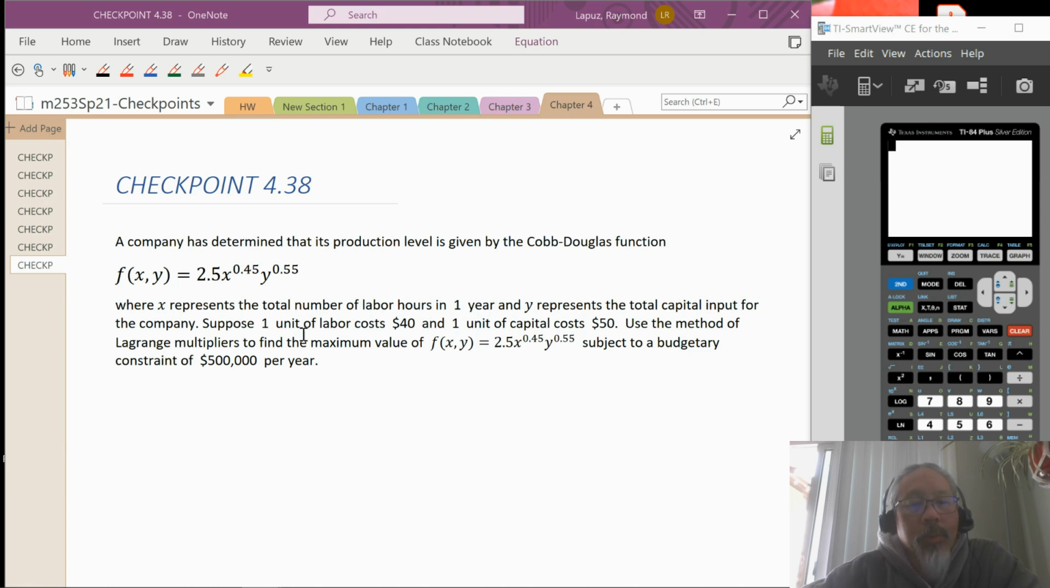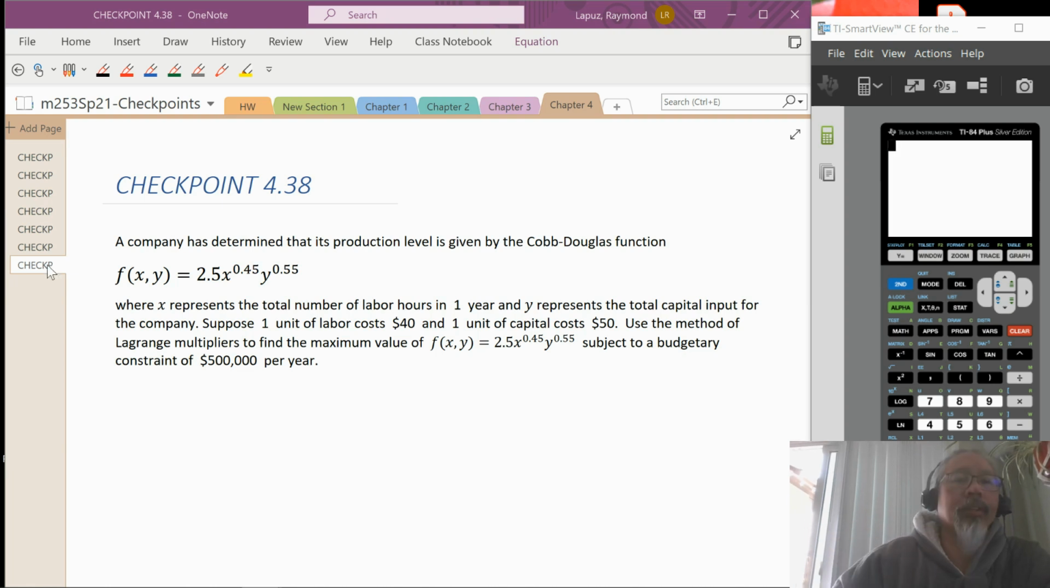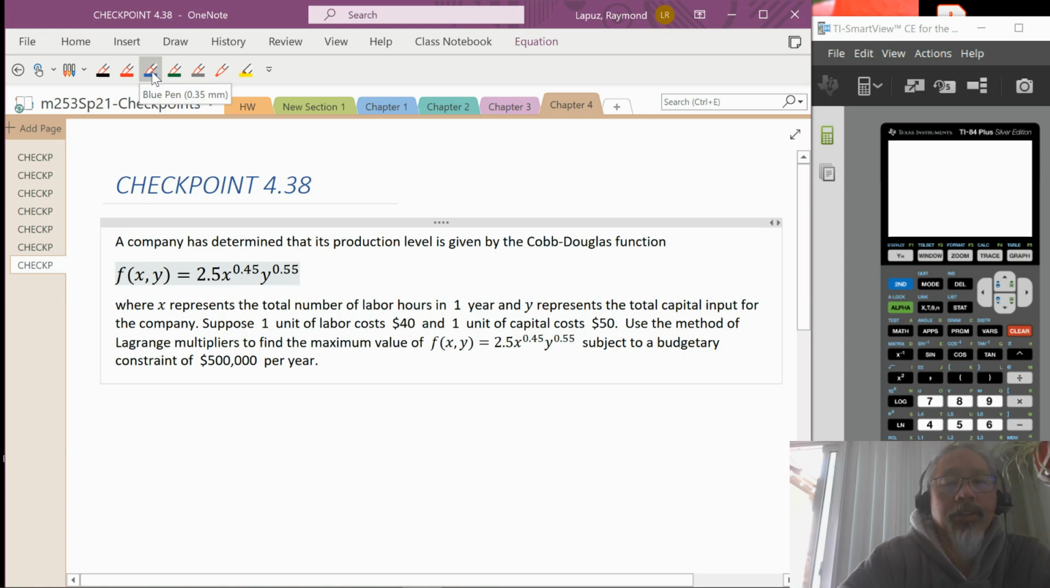Suppose that 1 unit of labor costs $40 and 1 unit of capital costs $50. Use Lagrange multipliers to find the maximum value of this function, subject to the constraint that the total budget is restricted to $500,000 per year. Okay, we have our function already set up, and so we just have to identify our constraint.